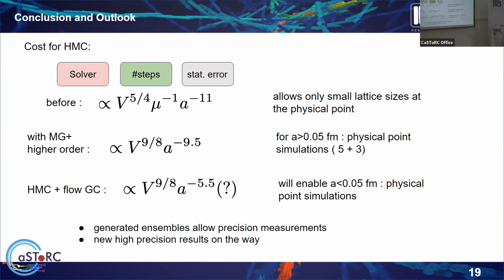Okay, and then the question is, this flow GC was just for the Schwinger model as a two-dimensional model, so it was not for full QCD. So one still has to apply this approach to full QCD. But if it's possible, we will also reduce this autocorrelation here, which will enable physical point simulation below this critical lattice spacing. And the generated ensembles which I showed are now used for other measurements and will produce high precision results, which are on the way.